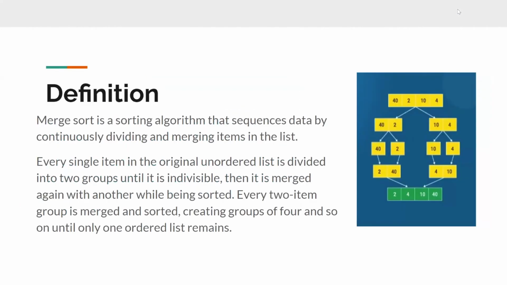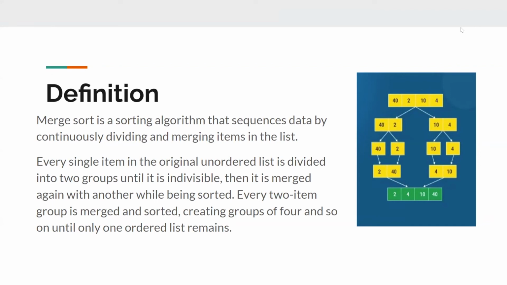So the definition of the merge sort is basically a sorting algorithm that sequences data by continuously dividing and merging items in the list. Every single item in the original unordered list is going to be divided into two groups. If you see the picture, we have four numbers: 40, 2, 10, and 4. They're going to be divided into 40 and 2, and then 10 and 4. And they're going to be divided again.